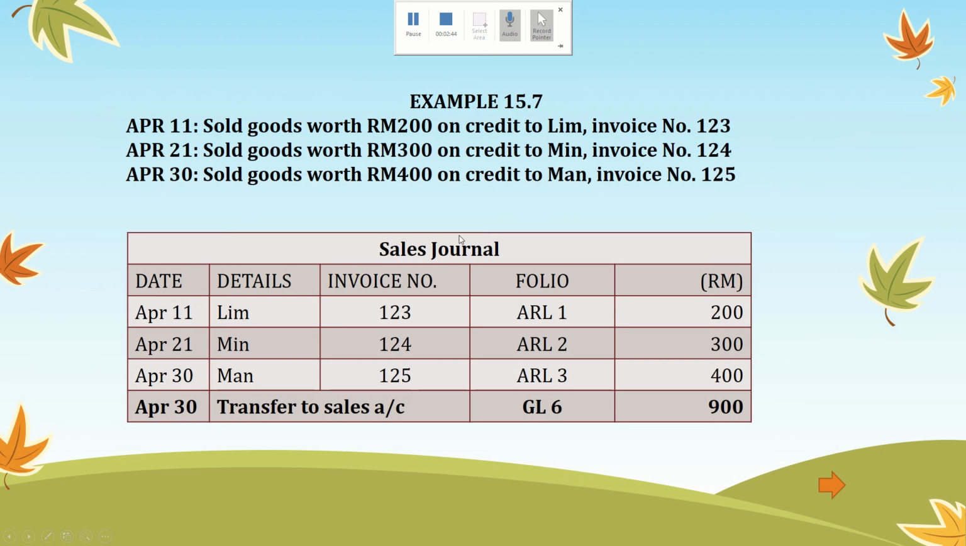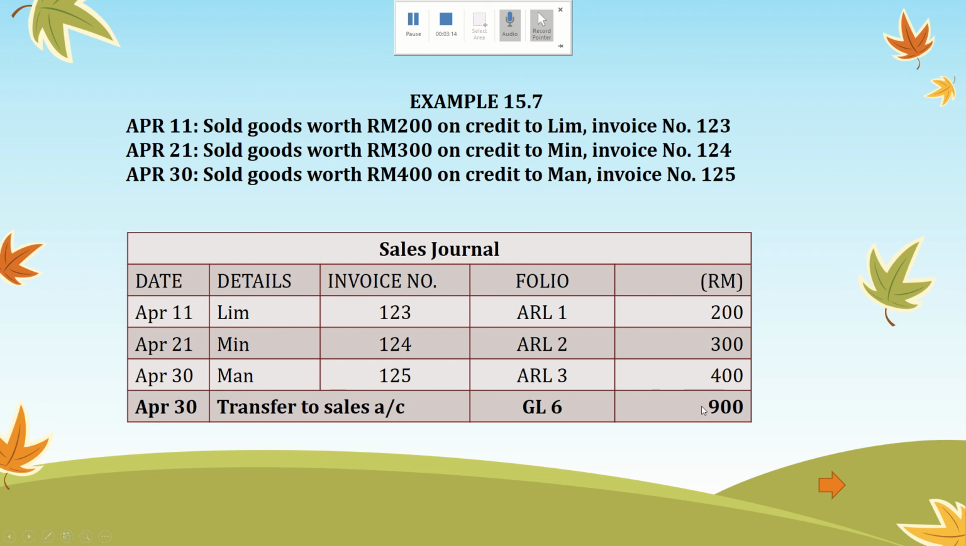These are examples of credit sales. April 11, sold goods to Lim, invoice number 123. The amount is 200 ringgit. And on 21st April, sold goods to Min, invoice number 125, amounting to 300 ringgit. And on 30th April, sold goods to Man, invoice number 125 at 400 ringgit.